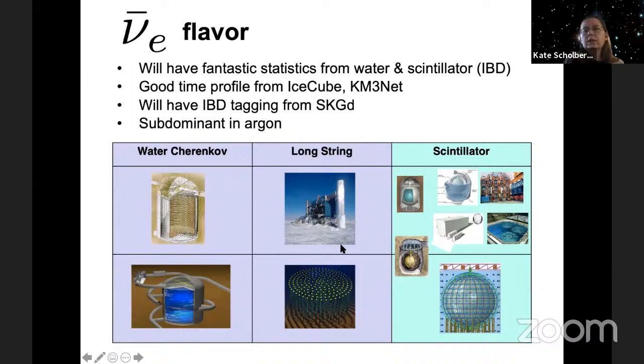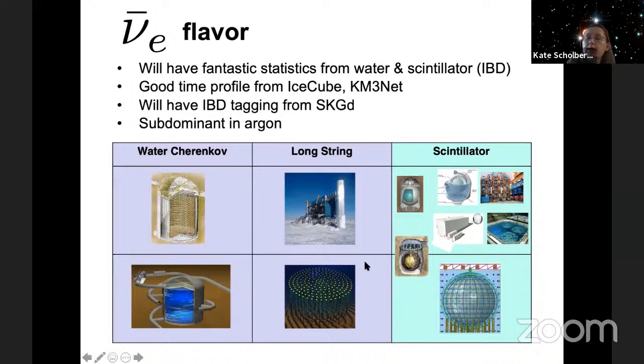For the long string type of water detectors, there's IceCube at the South Pole, which will see this glow in the ice from all the primarily inverse beta decays in the ice. And then there are ideas for new, bigger detectors, both at the South Pole and also in the Mediterranean. There's one called KM3NeT. And for scintillator, there are actually a lot of kiloton-scale scintillator detectors.